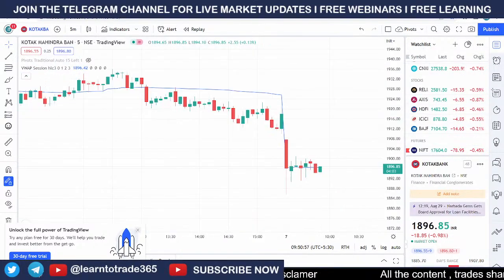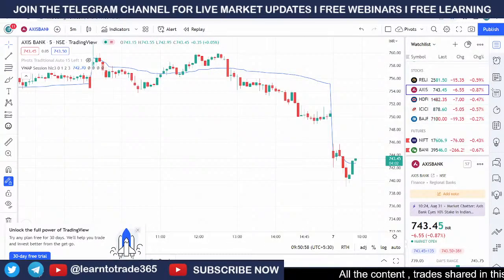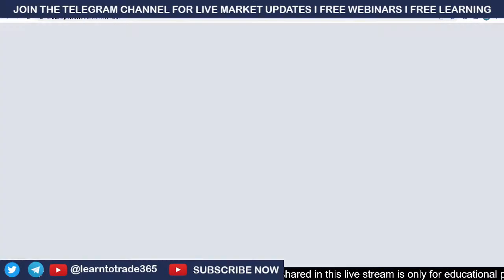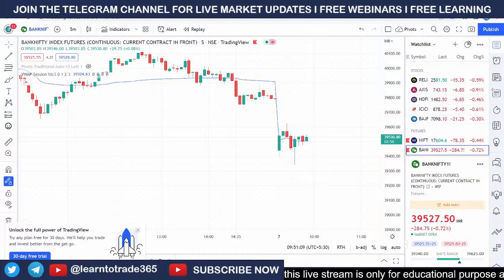What Kotak Bank is doing is, इस बैंक से थोड़ा सा एक सपोर्ट मिल रहा है. Bank Nifty आराम से staying above VWAP, that itself is fine enough.